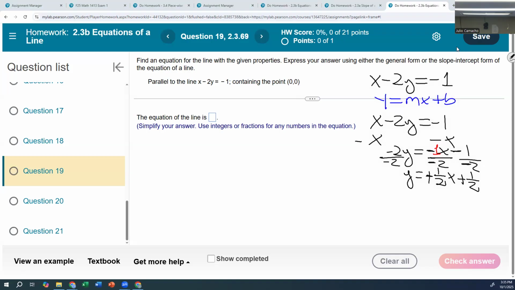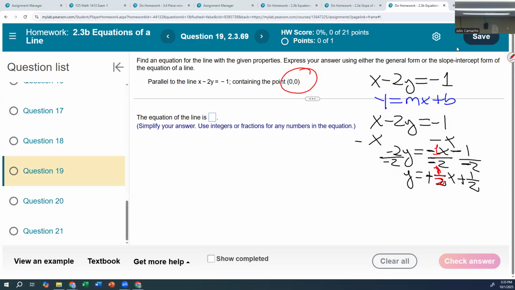So we need to do the equation to find the other parallel line. We know that both will have the same slope. So the slope of the first equation is positive 1/2. That is the slope. So we have here the point 0, 0.